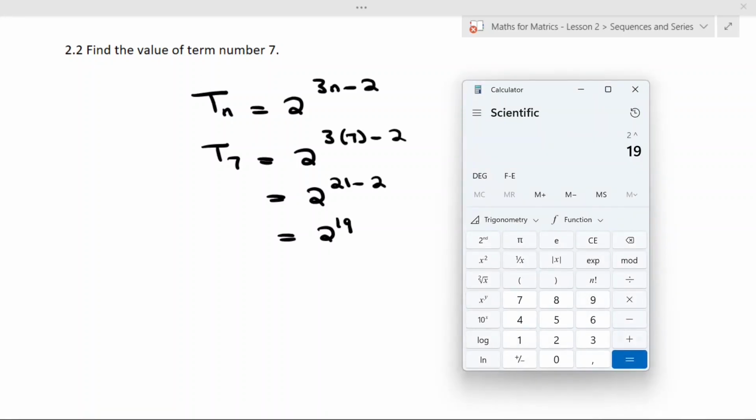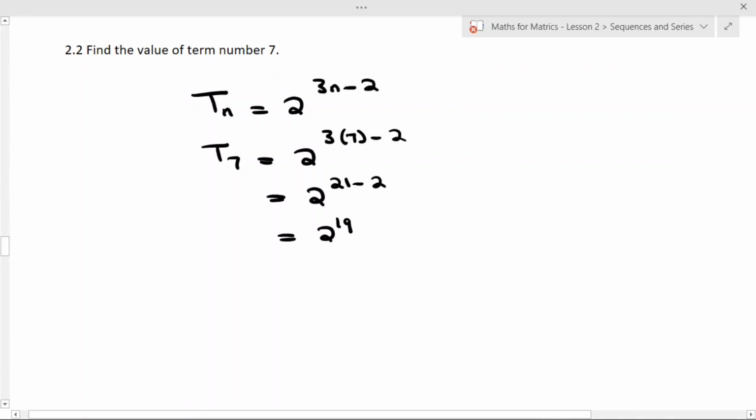2 to the power of 19 is equal to 524,288. Therefore, term number 7 is equal to 524,288.